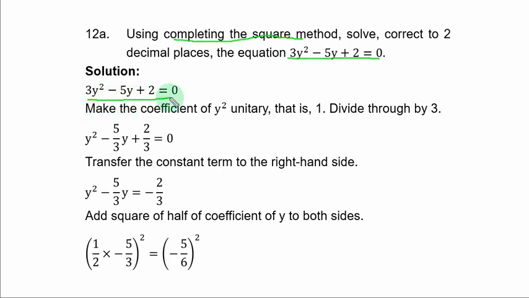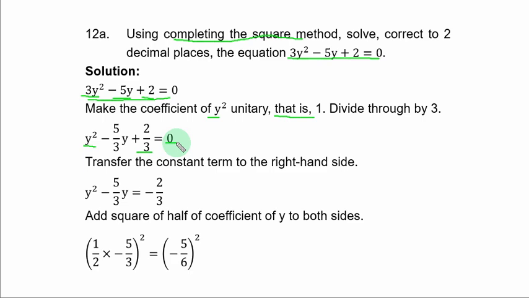Step 1 is to make the coefficient of the term that is squared, y squared, unitary, that is 1. The coefficient is always 1. To achieve this, divide through by 3. Divide 3y squared by 3, you have y squared. You divide the second term by 3, you have minus 5 over 3y. You divide the constant term by 3, you have plus 2 over 3. You divide 0 by 3, it is 0.